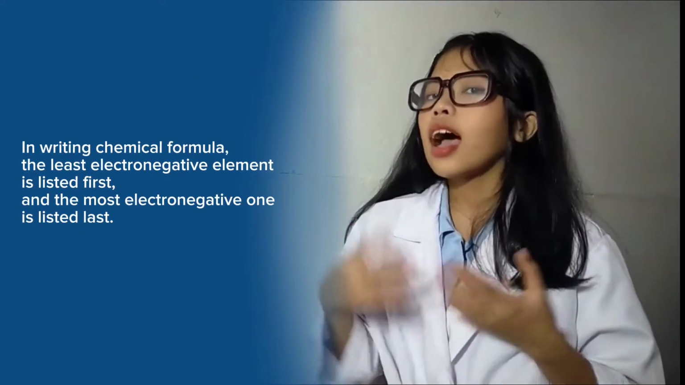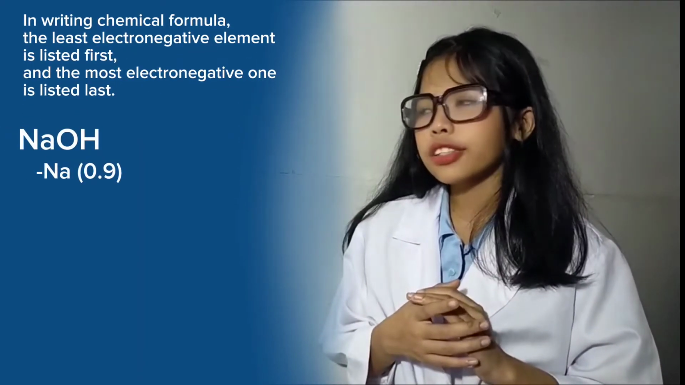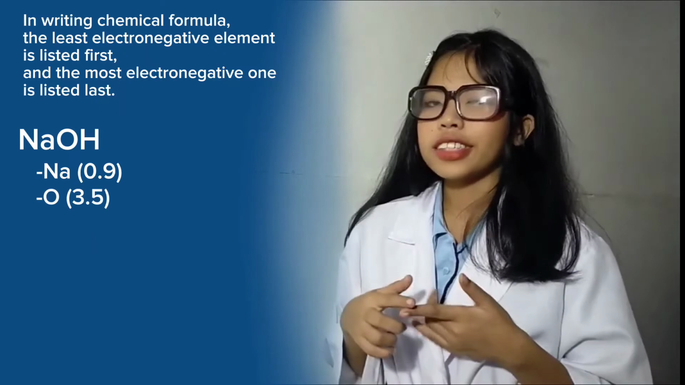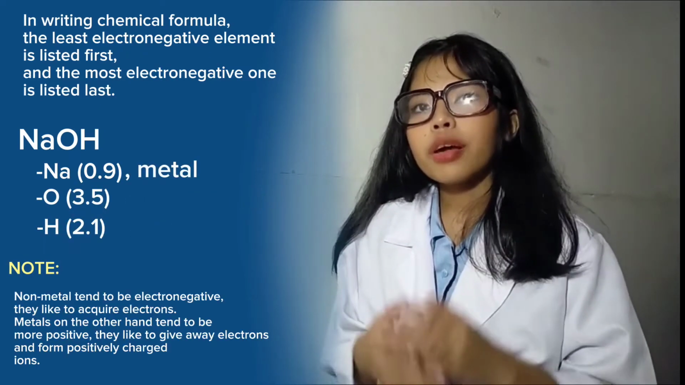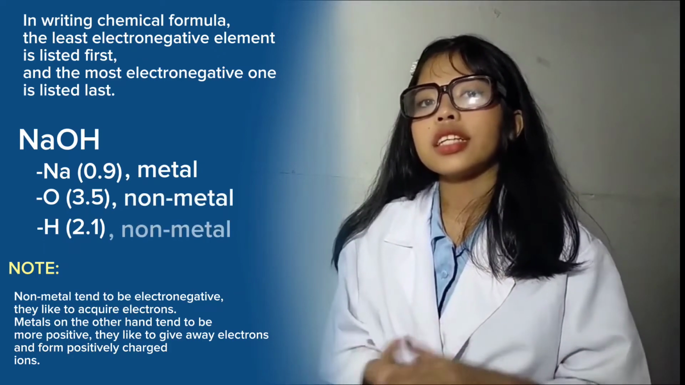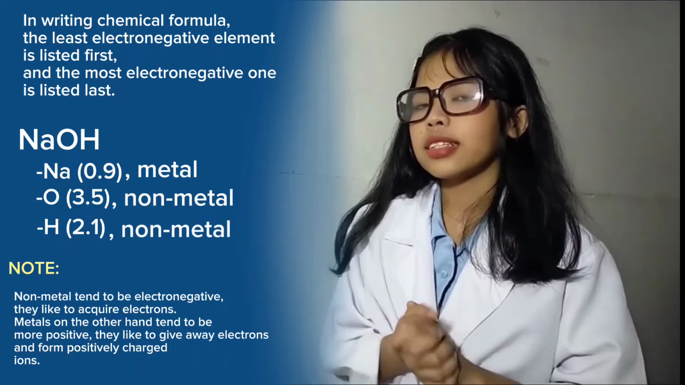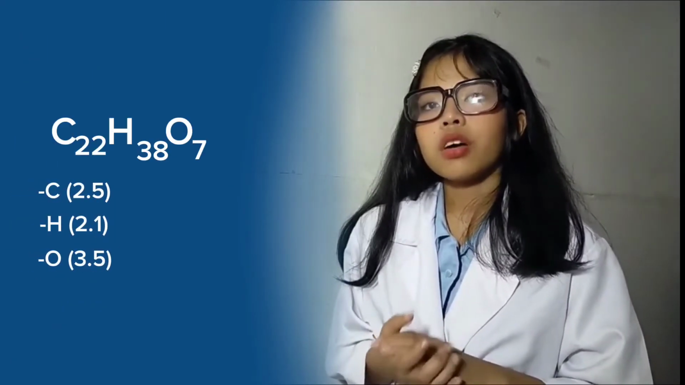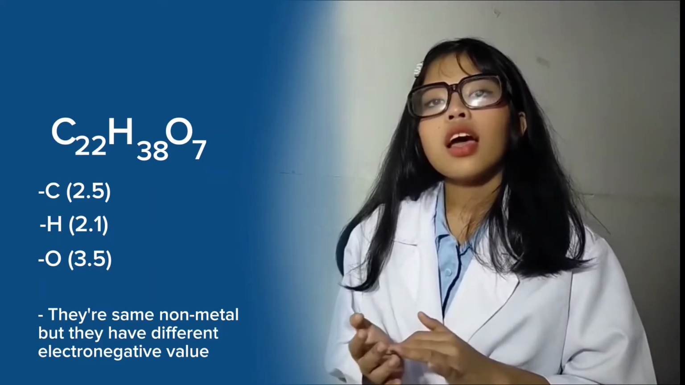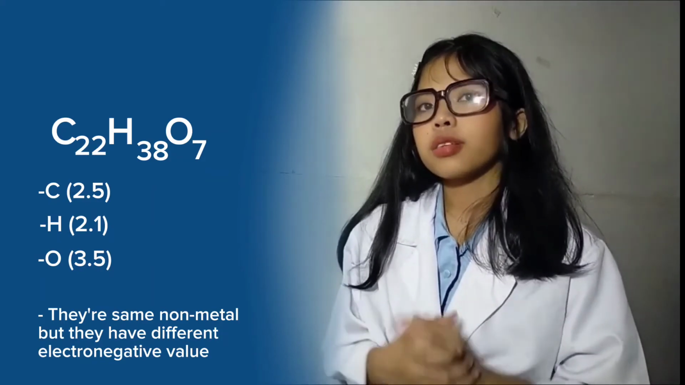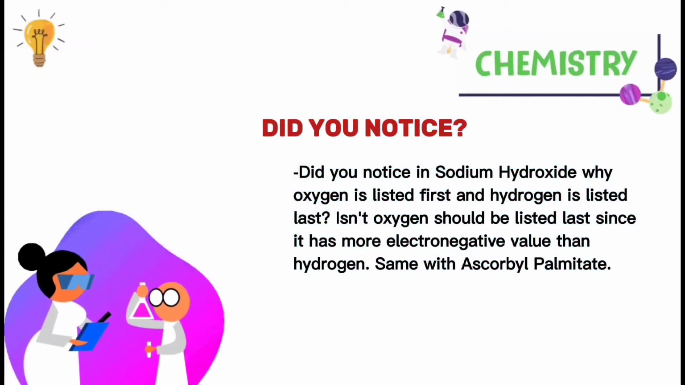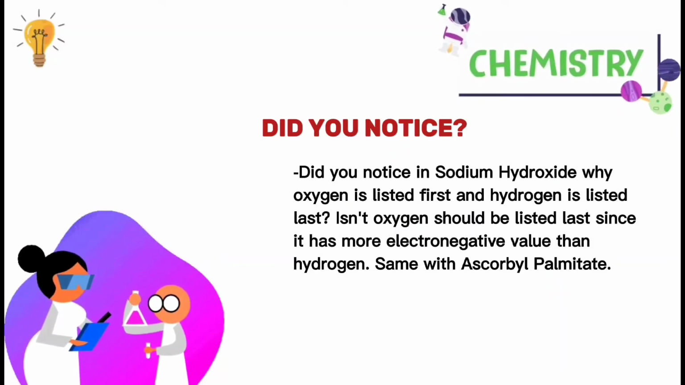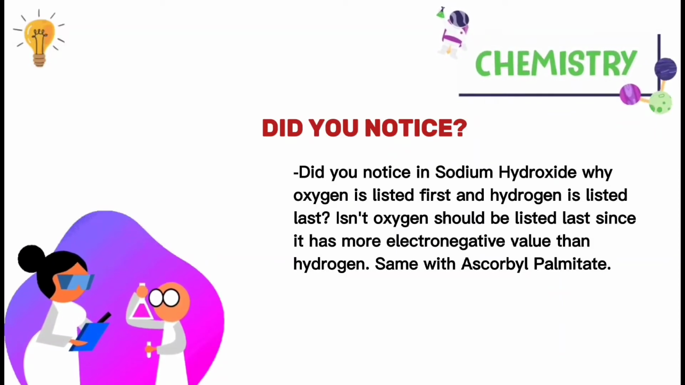is listed last. As you can see, sodium has the least electronegative value compared to oxygen and hydrogen. Also, sodium is a metal that tends to be more positive, while oxygen and hydrogen tend to be more electronegative because they are non-metals. Another example, carbon is also a non-metal, so carbon, hydrogen, and oxygen are the same non-metals but they have different electronegative values. Did you notice in sodium hydroxide why oxygen is listed first and hydrogen is listed last?